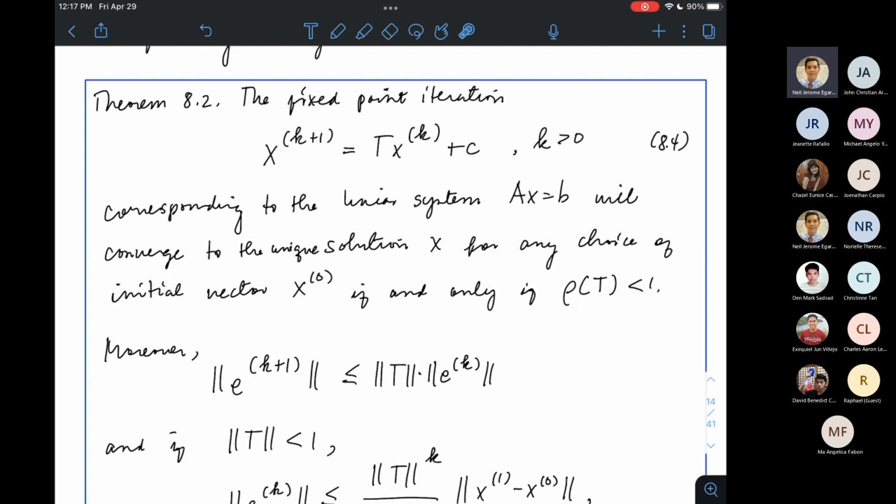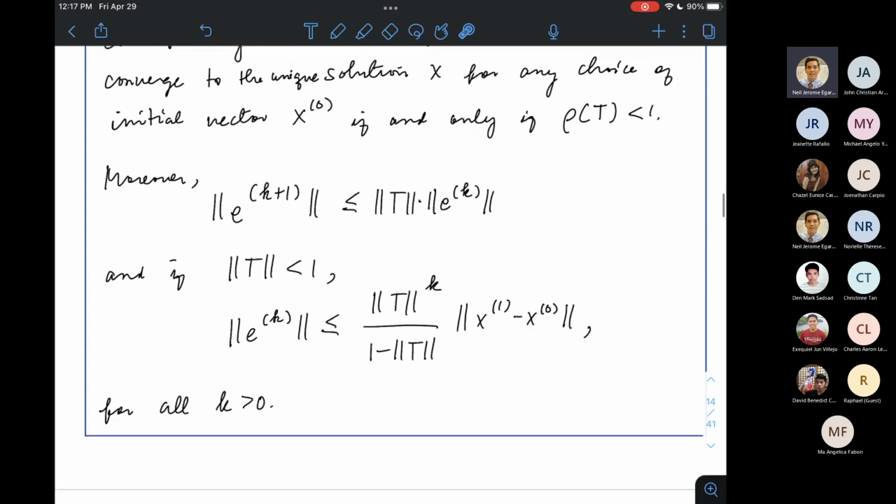Tapos magko-converge yung fixed point iteration dun sa solution na yon, at hindi lamang yon, the added bonus is magko-converge siya kahit ano pa yung initial vector na mapili mo. Okay? Of course, you want to have an initial vector that is as close as possible to the actual solution kasi because of the following error estimates.